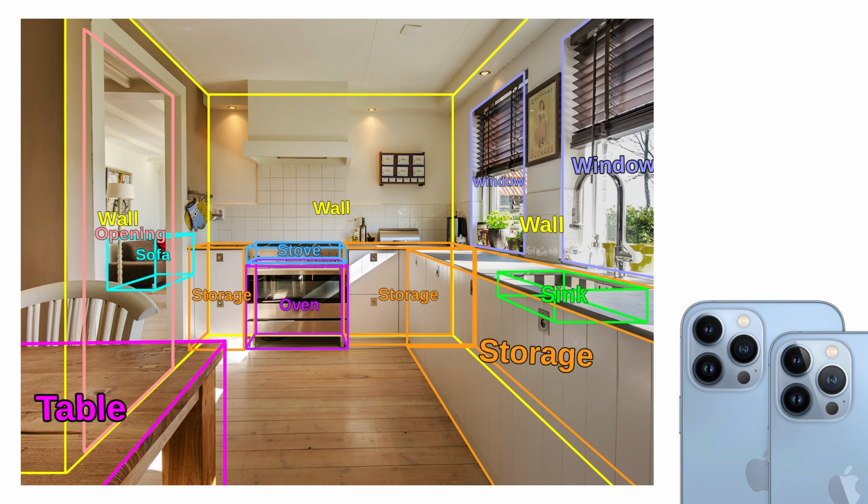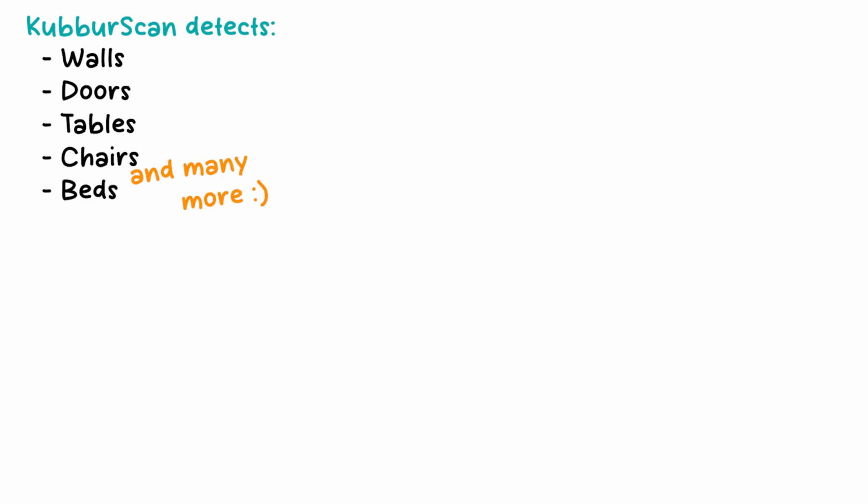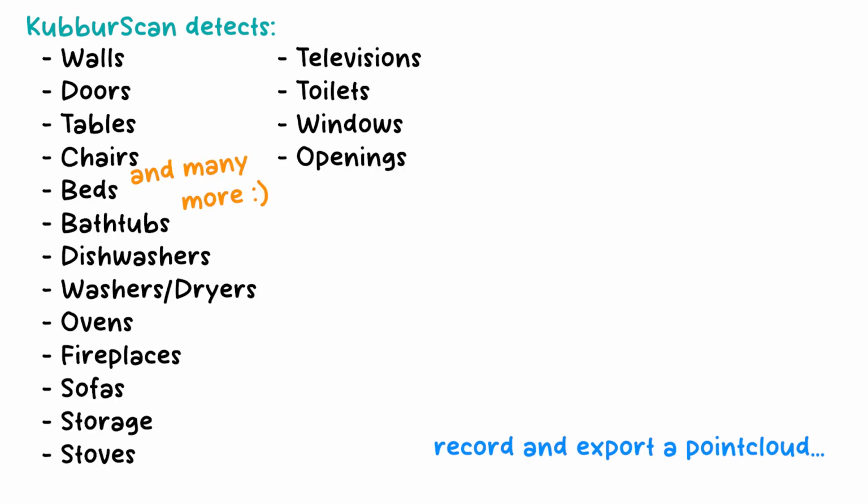You simply open the app, start scanning, and move naturally through connected rooms. As you go, KubburScan automatically detects objects like walls, doors, tables, or chairs. While scanning, the app records a detailed point cloud of the interior, ready to export for professional use.